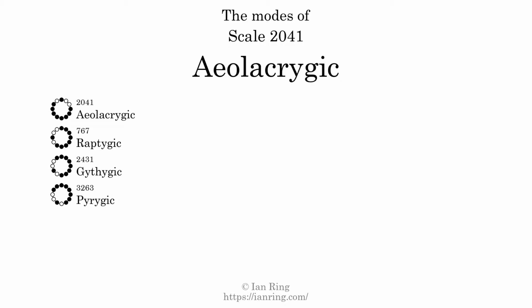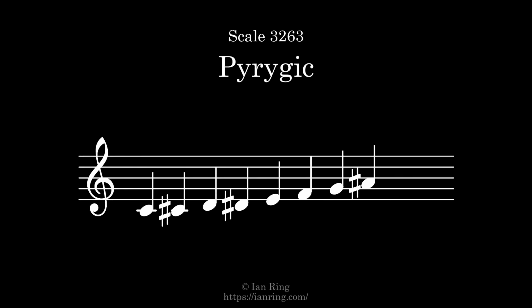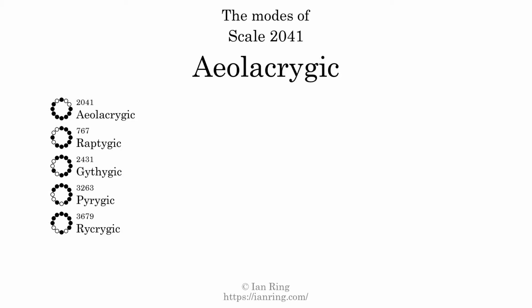The fourth mode is scale 3263, also known as pyragic. It sounds like this. The fifth mode is scale 3679, also known as Aeolacrygic. It sounds like this.